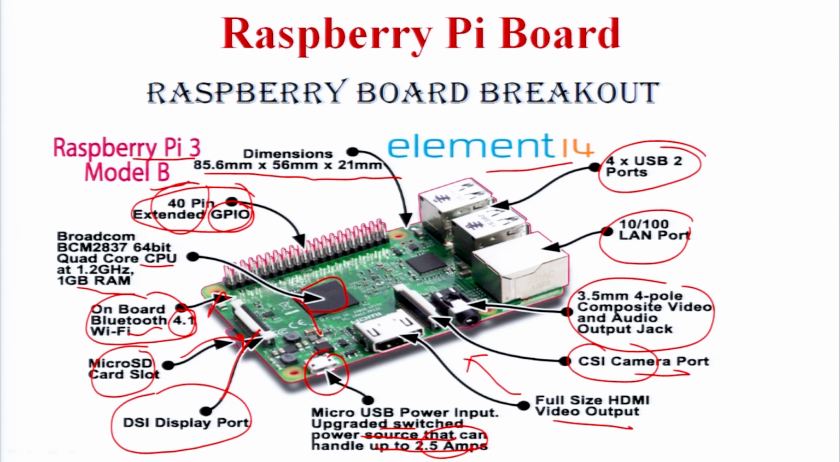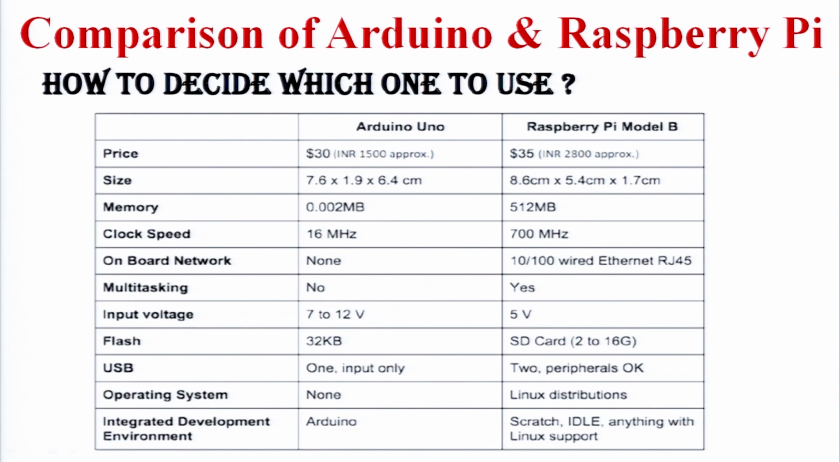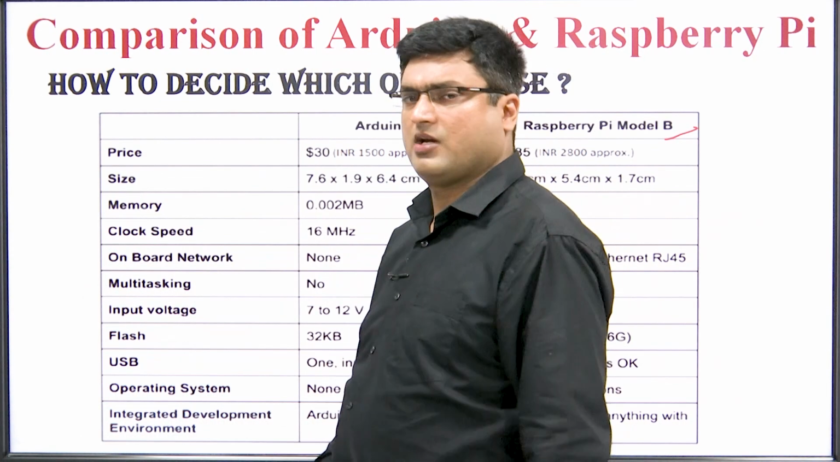There are a lot of versions available. So, how to decide which one to use? Is Arduino better or is Raspberry Pi better? You can decide. I am comparing both of them. This is the Arduino Uno, this is the Raspberry Pi, and we are comparing on the basis of some key features.